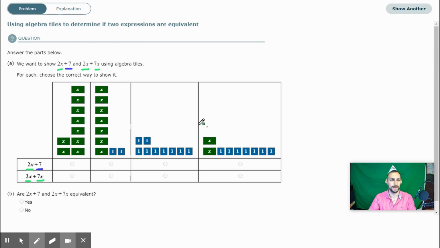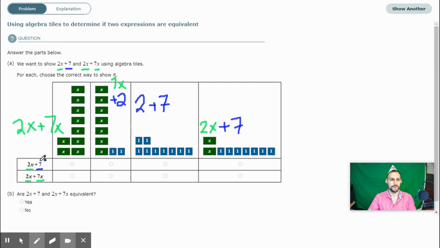I've already got green, so let's find my x's. So here we've got 2 x's. Here we've got 7 x's. Here we've got a column of 2 x's and a column of 7 x's, because we've got 2 similarly colored columns that are all just x's. Now let's go mark our constants. Here we have 2 constants. Here we have 2 and 7 constants, no x's. And here we have 7 constants.